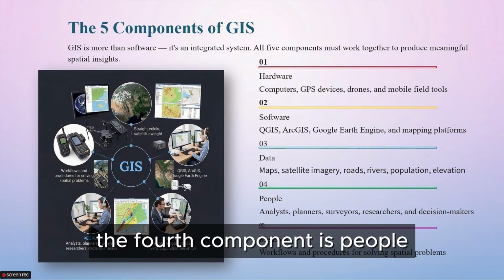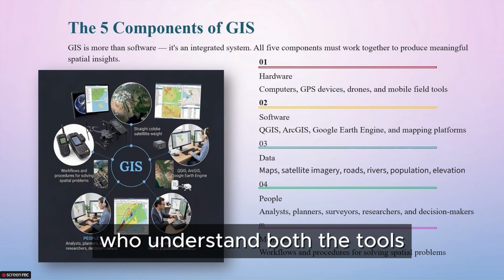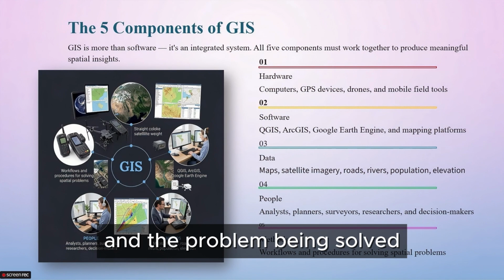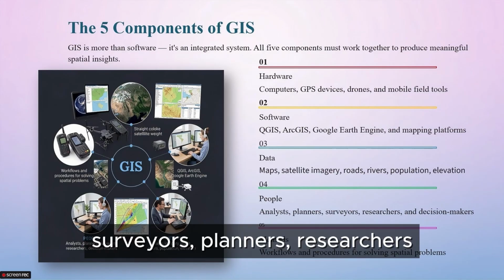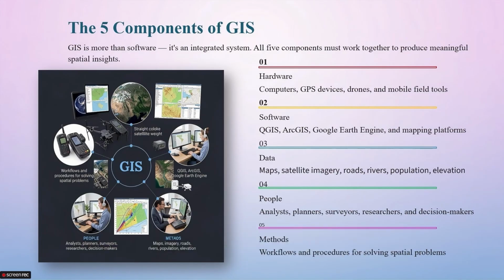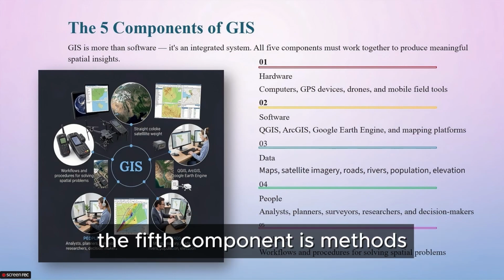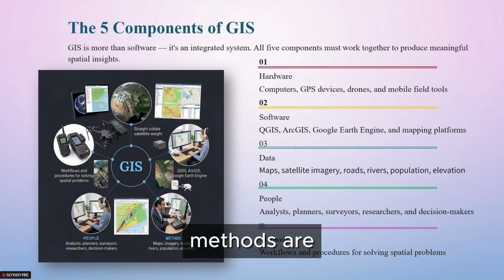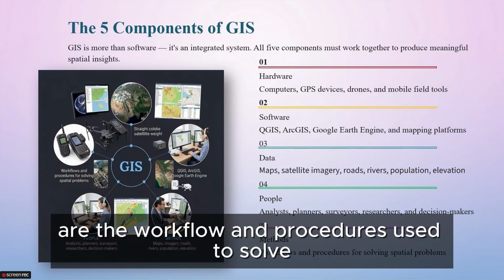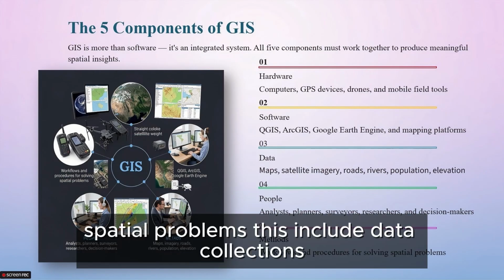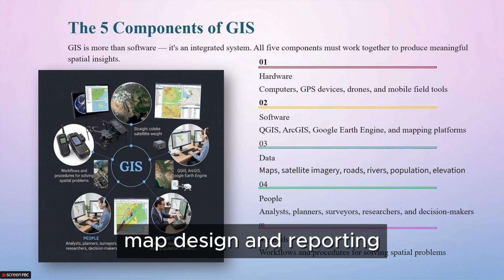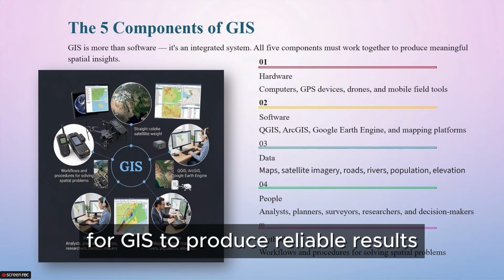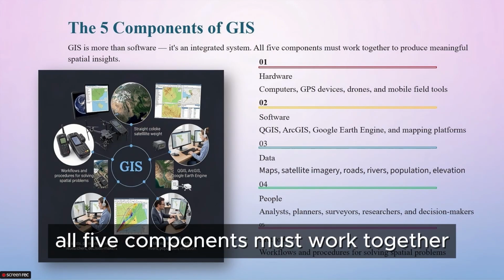The fourth component is people. GIS depends on skilled users who understand both the tools and the problem being solved. So this may include GIS analysts, surveyors, planners, researchers, engineers, environmental experts, and decision makers. The fifth component is methods. Methods are the workflow and procedures used to solve spatial problems. These include data collection, data cleaning, spatial analysis, modeling, map design, and reporting. For GIS to produce reliable results, all five components must work together.